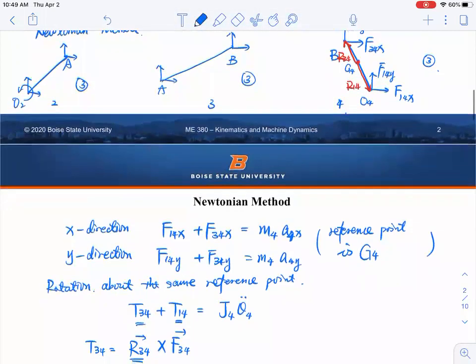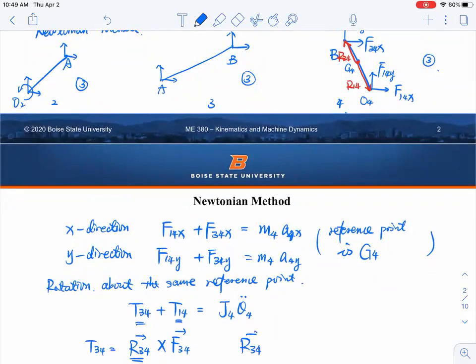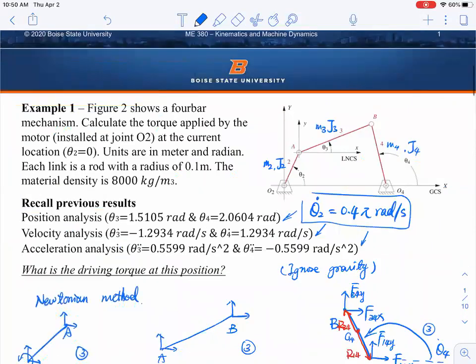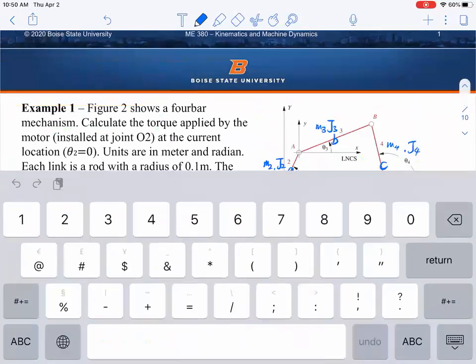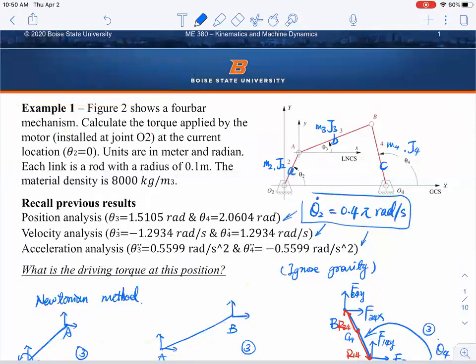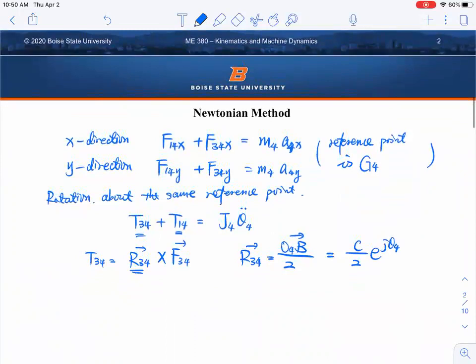So your R34 vector is actually half of your O4B vector, right? Let's recall how theta 4 is defined. I believe theta 4 is defined around the O4 point. So that's your theta 4, which means it's directly half C e^(j theta 4). Let's name this length A, this length B, this length C. The length of link number 4 is C, so that's why it's half C.